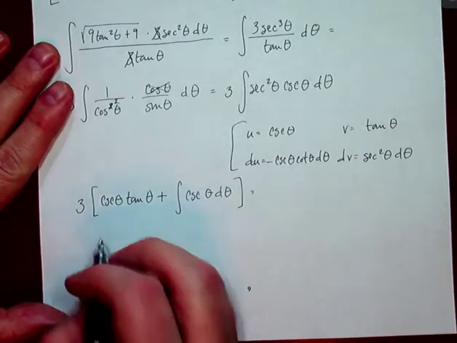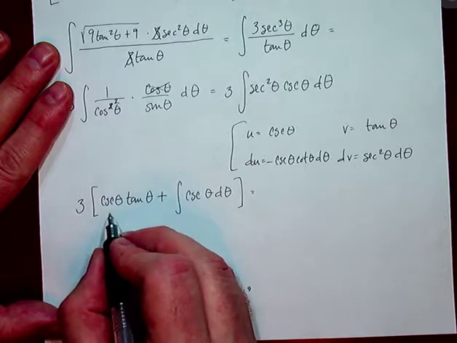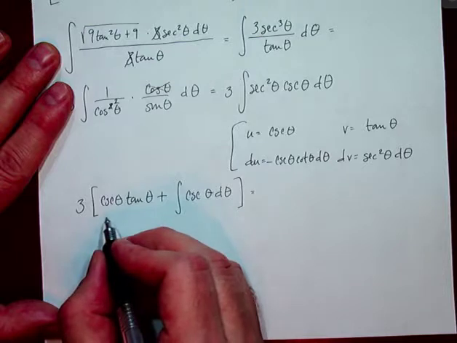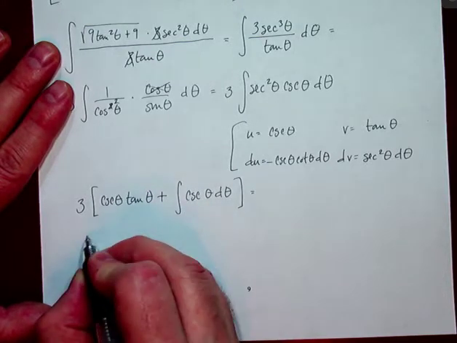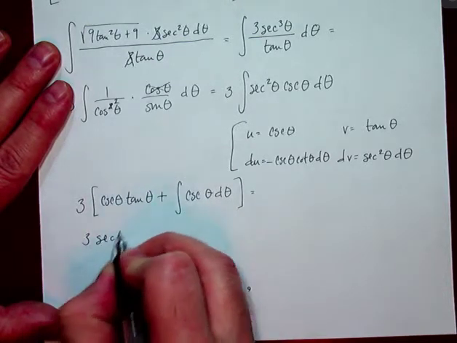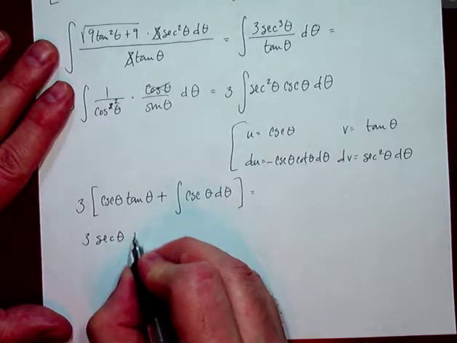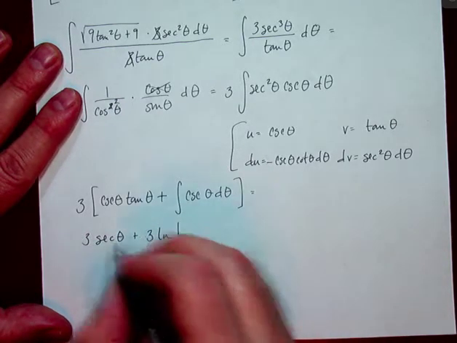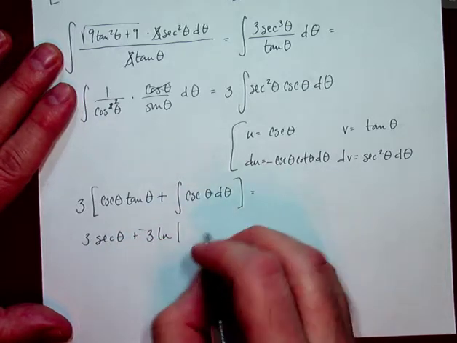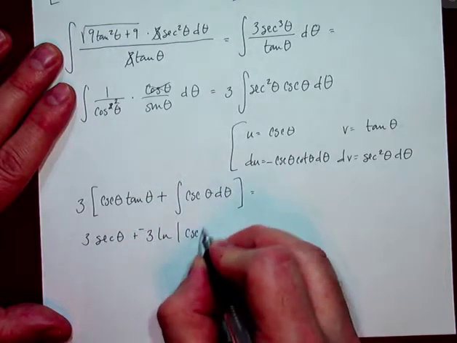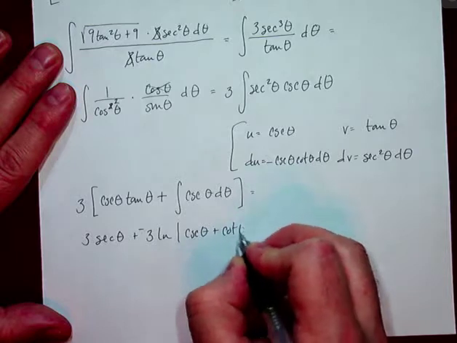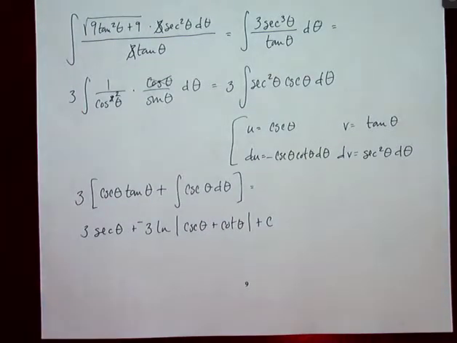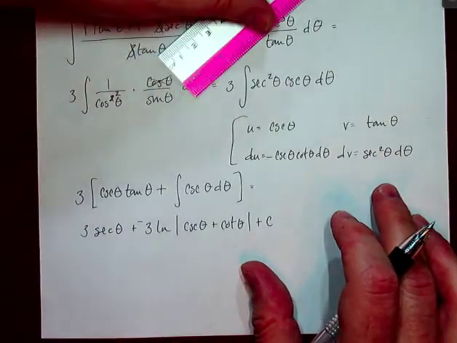Now cosecant is 1 over sine. Tangent is sine over cosine. The sines cancel out, and I'm left with 1 over cosine, or 3 secant theta. And then this becomes, actually this becomes negative 3 natural log of cosecant theta plus cotangent theta plus C. Now I need to do the recombining back.